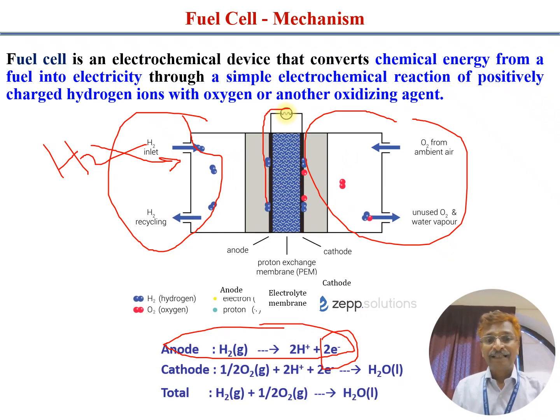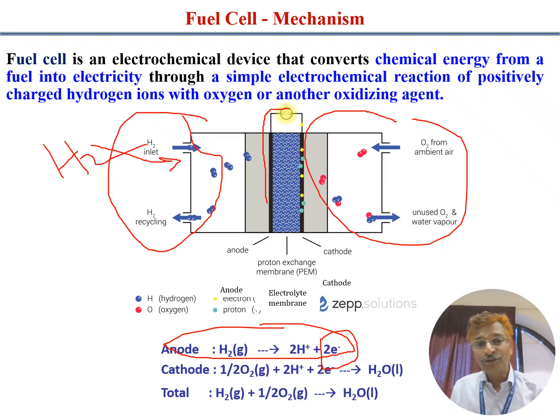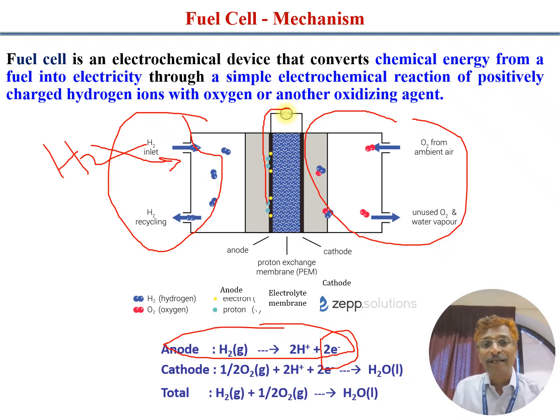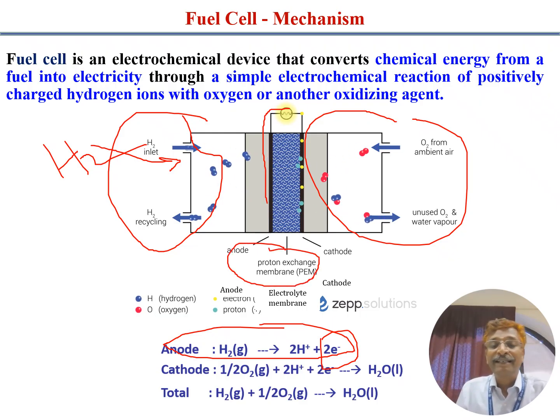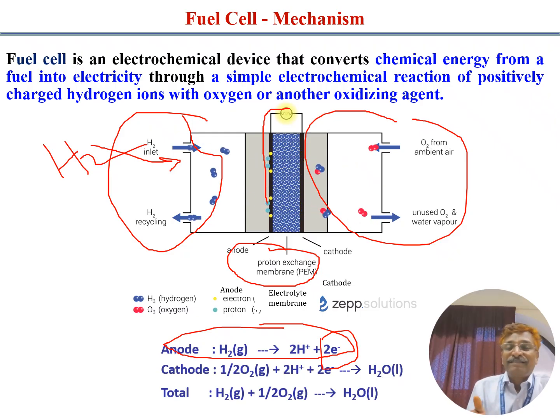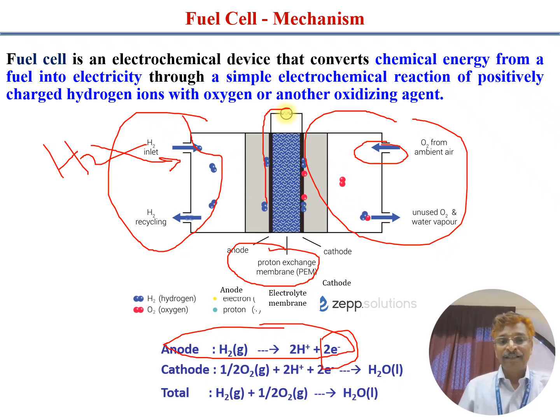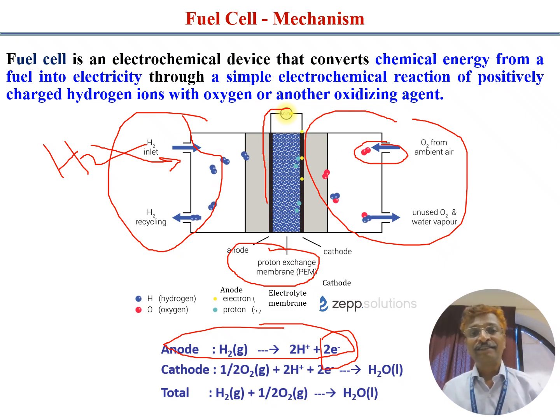Whereas the H plus ions pass through the membrane. This is called the proton exchange membrane. The blue color indicates the proton exchange membrane, or we can say polymer electrolyte membrane. So it carries the H plus ions and moves towards the cathode side. Whereas here on the cathode side you are passing oxygen. This oxygen combines with H plus to produce water as a byproduct.